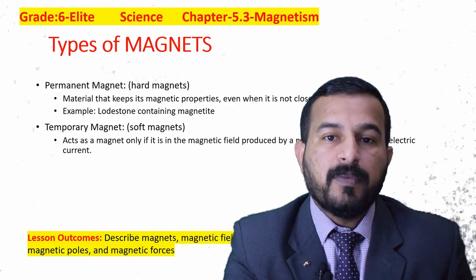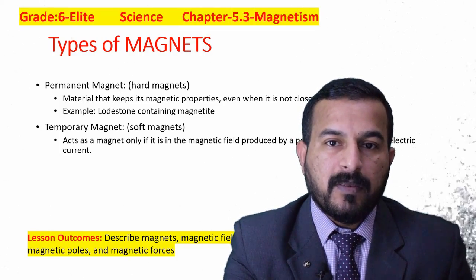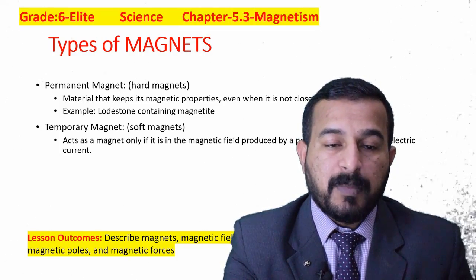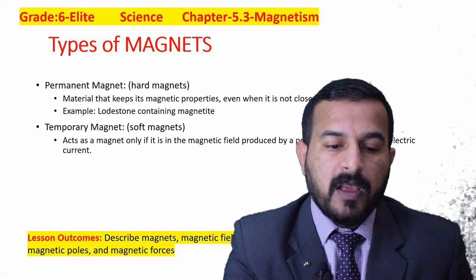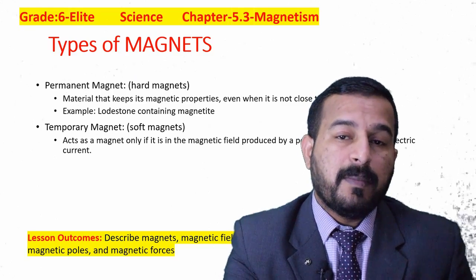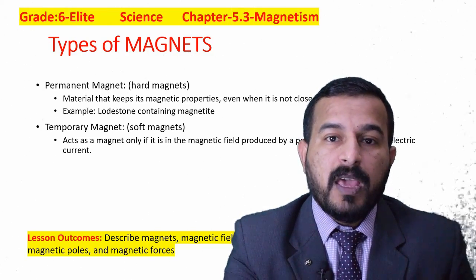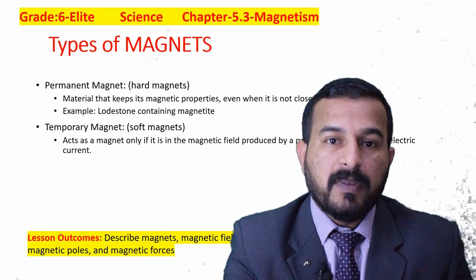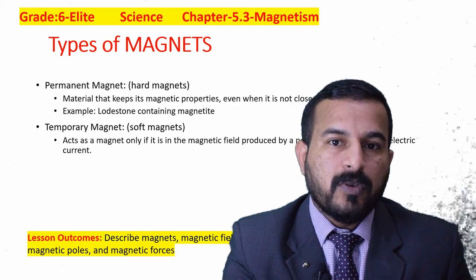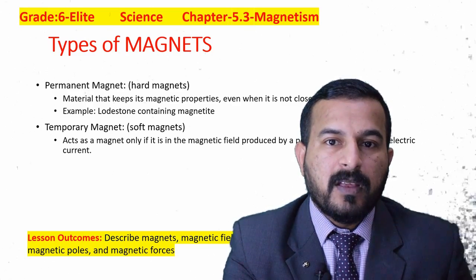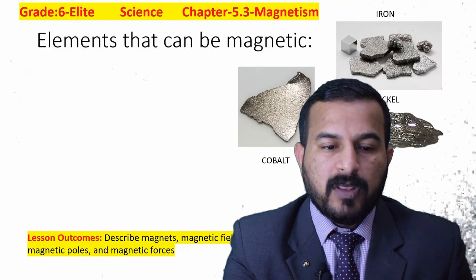The second one is the temporary magnet, or soft magnet. This also can be used to create a magnetic effect for different electrical purposes. A temporary magnet acts as a magnet only if it is in a magnetic field produced by a permanent magnet or an electric current. So either we have to provide the temporary magnet with an electric current or a permanent magnet in order to create a temporary magnetic effect on these soft magnets. That's it, and let's go to the next page.